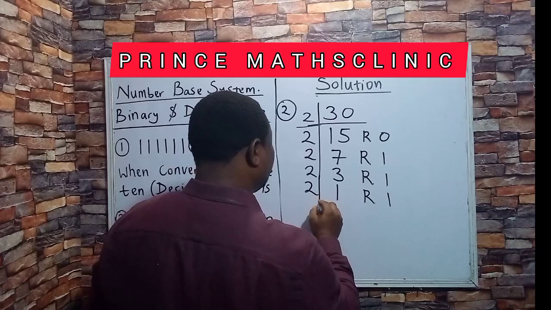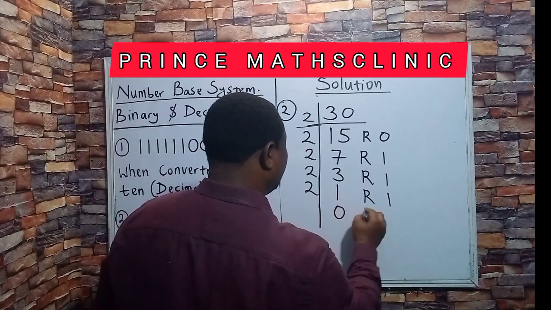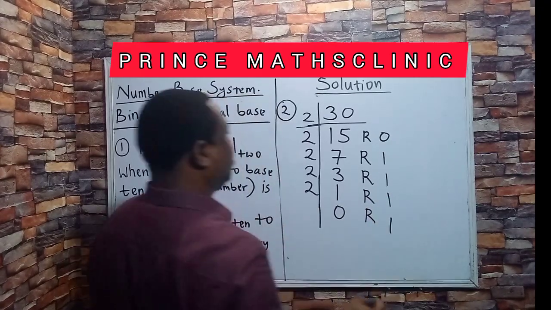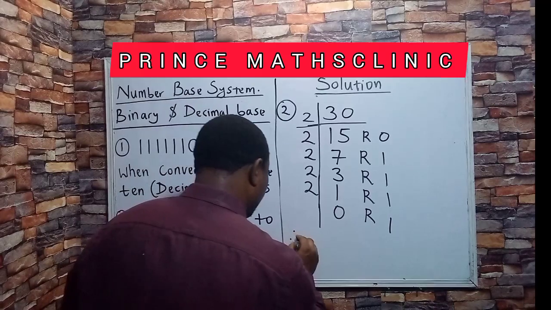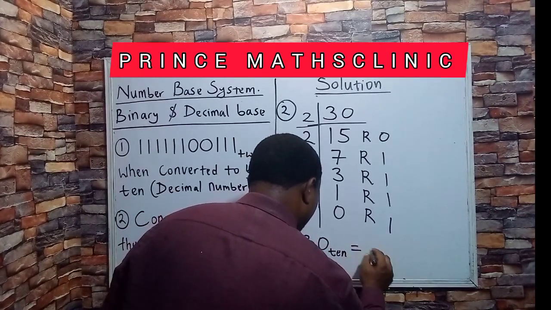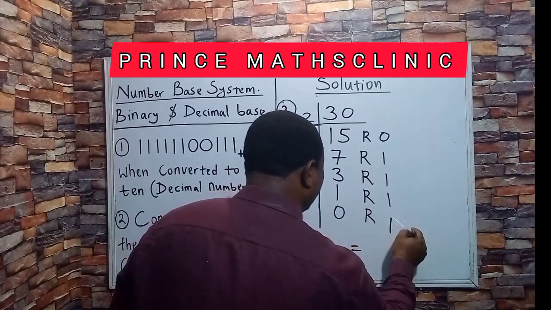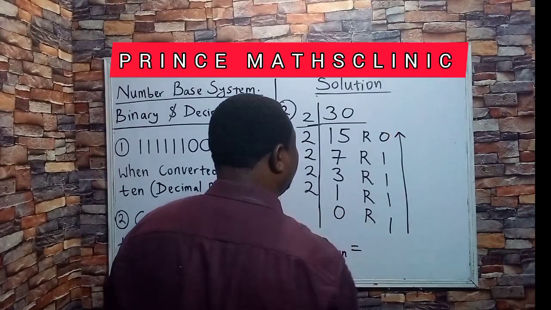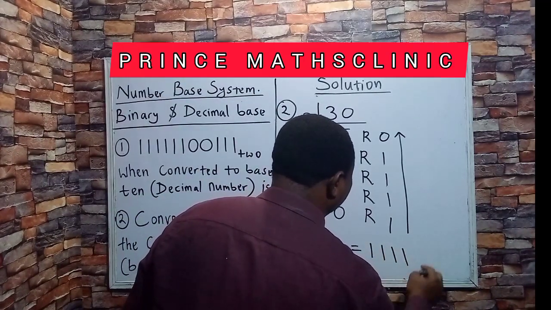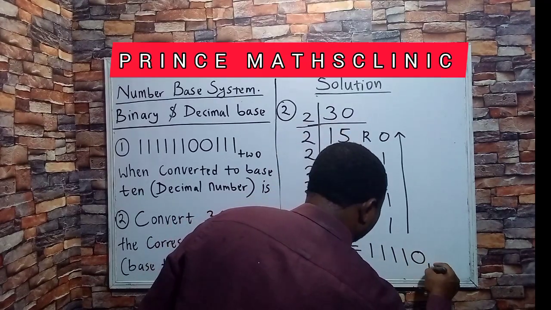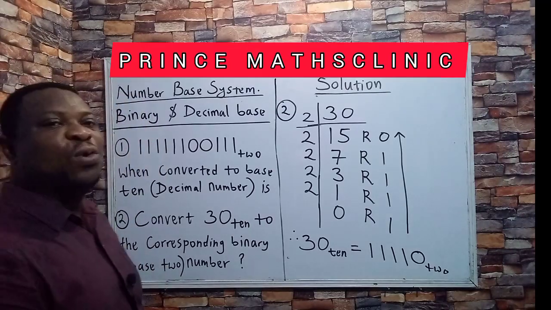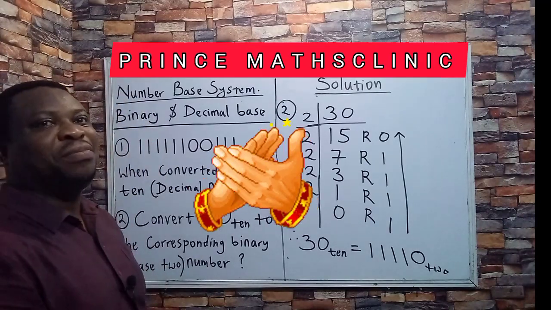2 cannot go in 1, so it says 0, it cannot go. Then the remainder of this 1 comes here. So therefore 30 base 10 is equal to 1, 2, 3, 4. So it comes from bottom to the top, right? So it becomes 1, 1, 1, 1, 0. Then you put the base 2. That is the solution to number 2.